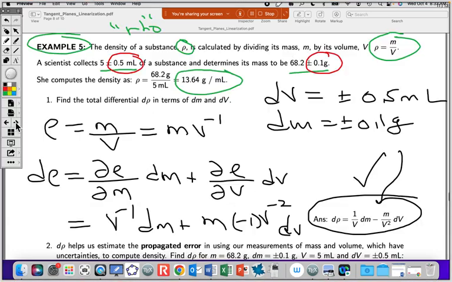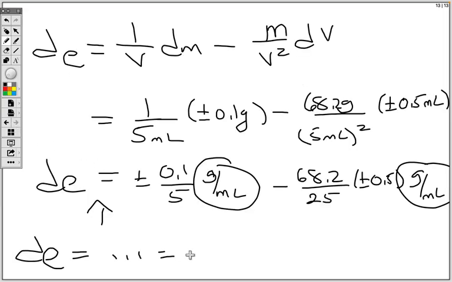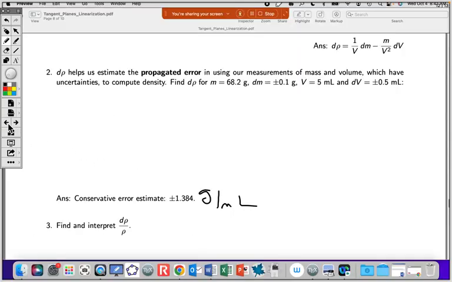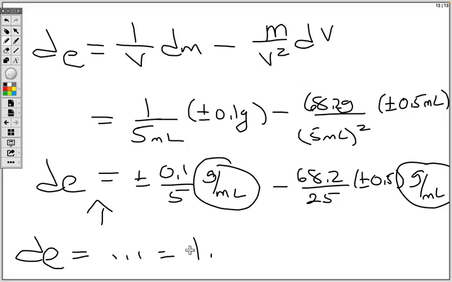I'm going to have to remember to go back and plug that in because you want to have the units on there. 1.384 grams per milliliter. So that would be what's called the approximate propagated error. It's the error when using those two measurements in that manner, with those uncertainties in the measurements. This is a guesstimate of the error.